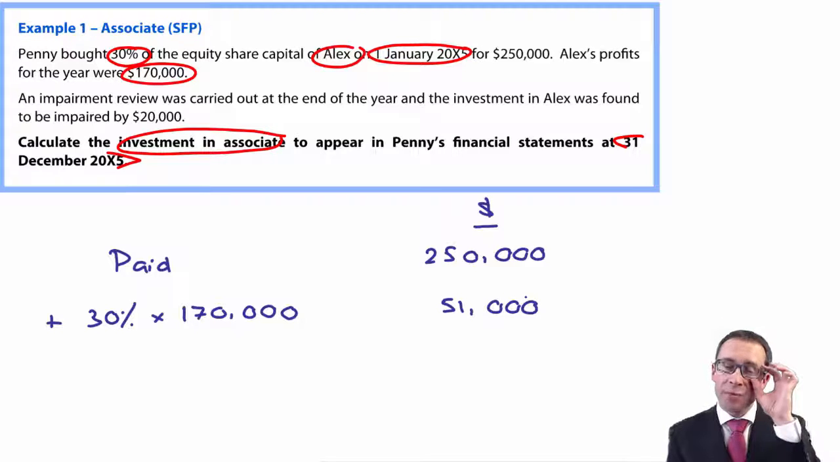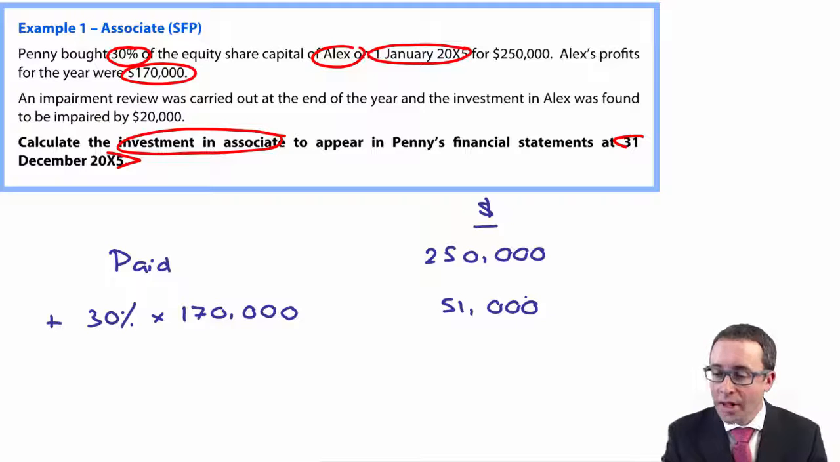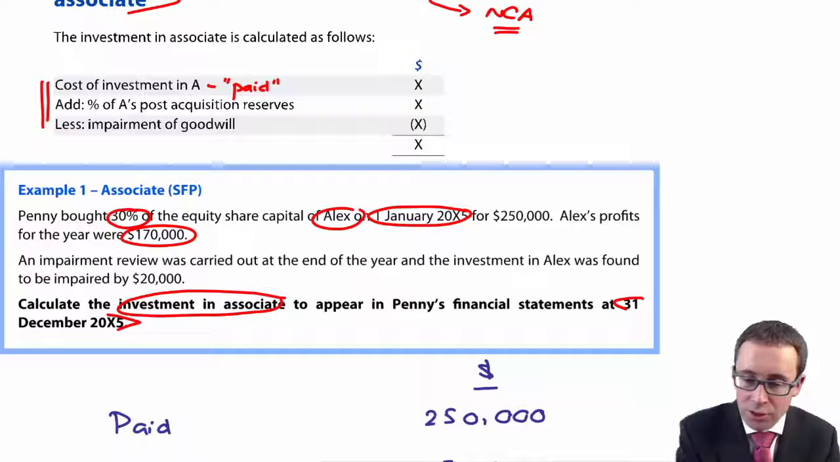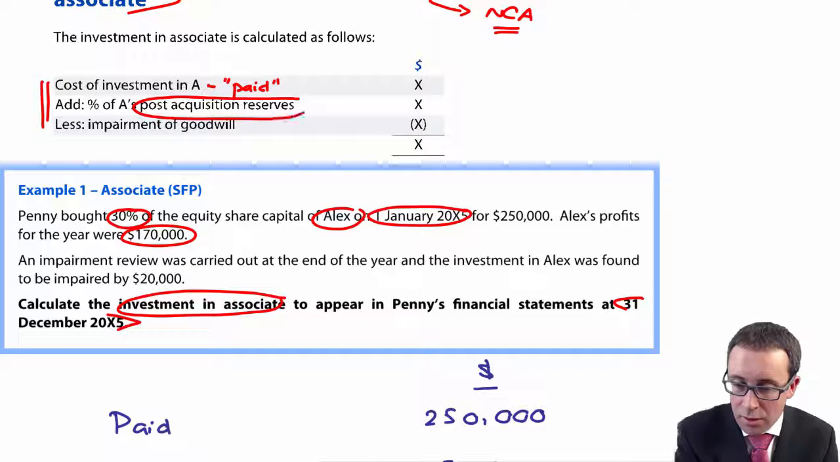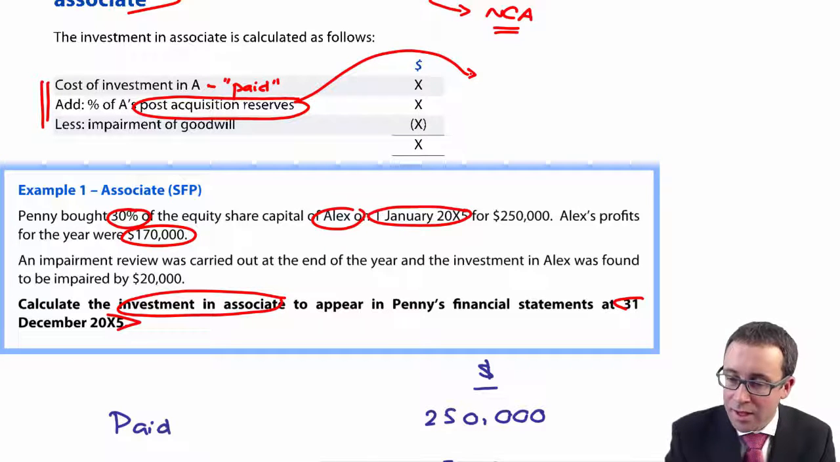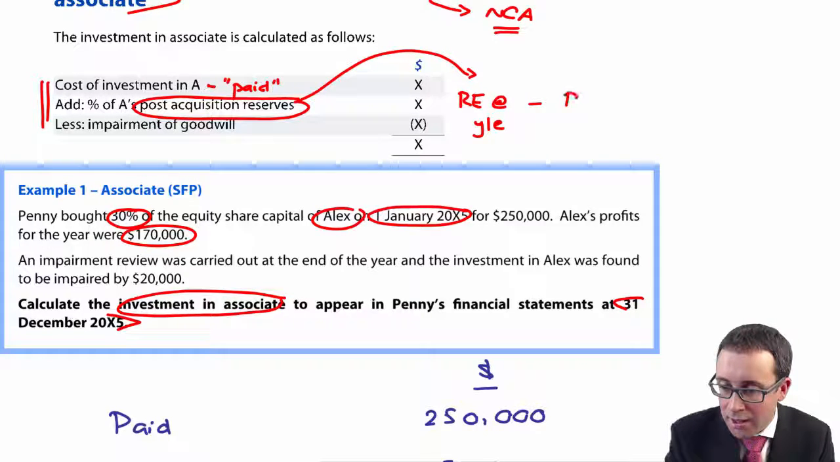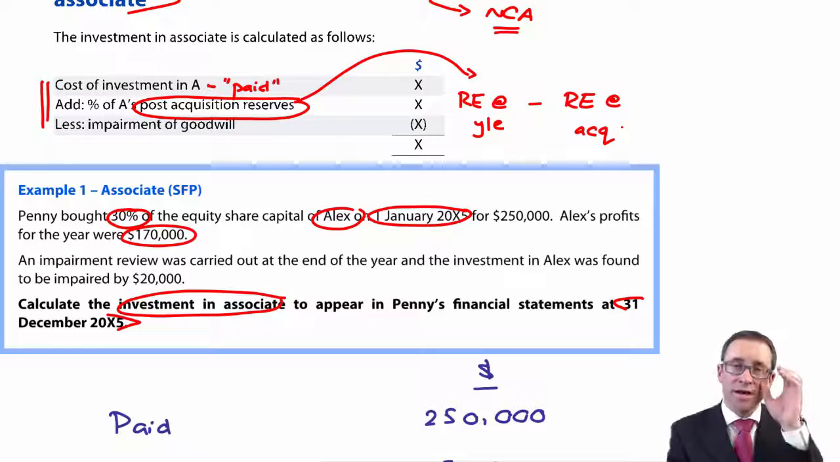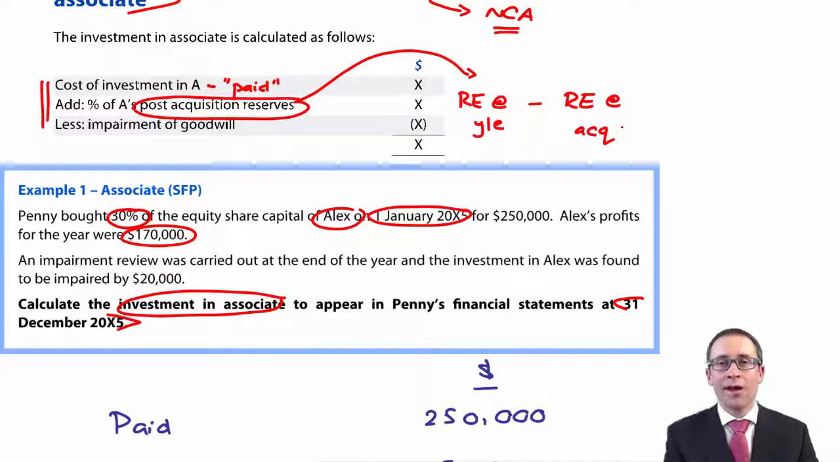Just be careful, exam questions might complicate that. You may need to go through and work out those post-acquisition reserves. You may need to calculate that, looking at your retained earnings at year end and deducting your retained earnings at acquisition. So obviously if you've had the associate for several years, you might need to work out the post-acquisition retained earnings.